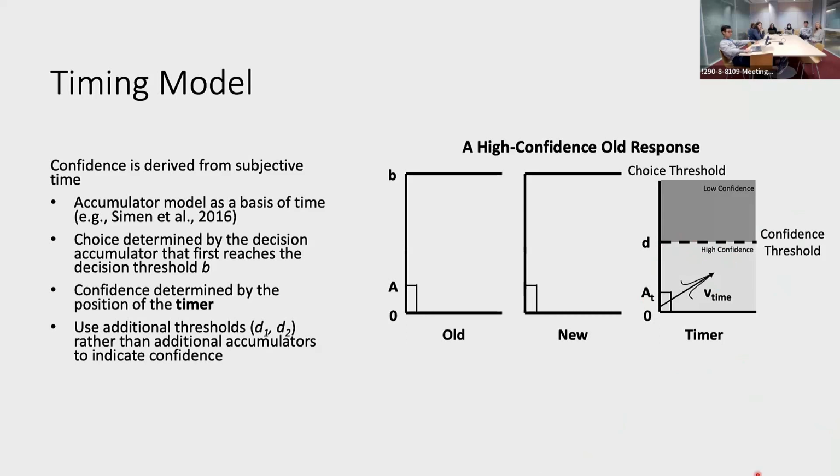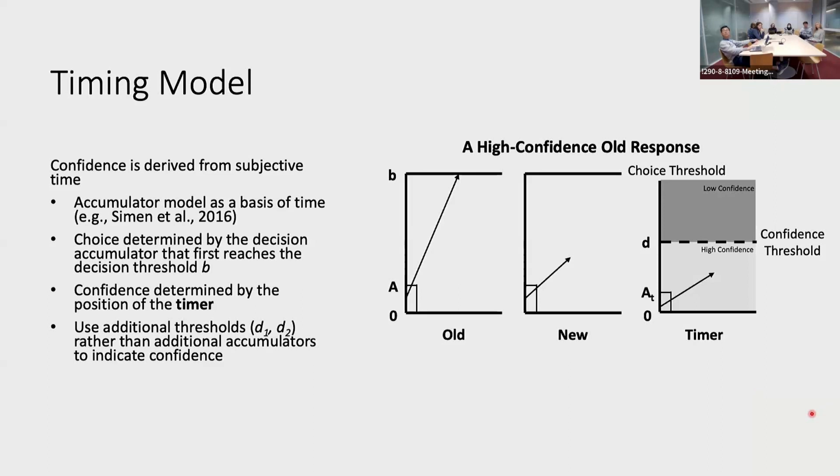When the decision accumulators are racing with each other, there's this time accumulator here that keeps track of the time. When one of the decision accumulators reaches its threshold and determines the choice, we track the position of the timer for confidence. The same rule is applied here as in the MTR model. If the timer has not crossed the confidence threshold, then it's a high confidence response. But keep in mind that this timer is not tracking objective time. It's instead the sense of how much time has elapsed.